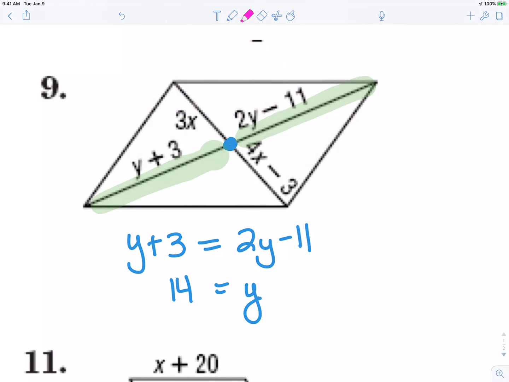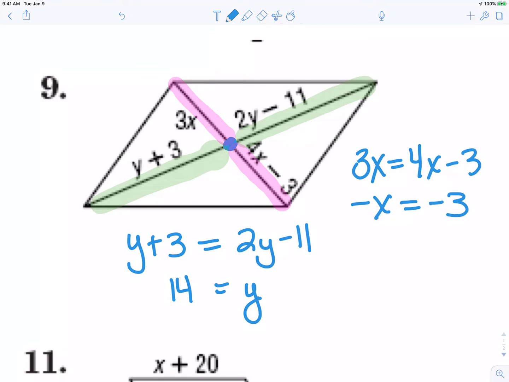The other diagonal has also been bisected, so this piece that's 3x is the same as this piece that is 4x minus 3. So we set 3x equal to 4x minus 3. Subtract 4x from both sides, you get negative x equals negative 3. Divide or multiply by a negative 1 on both sides, and you get x equals positive 3.